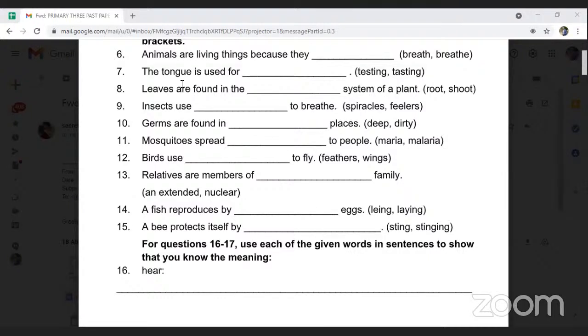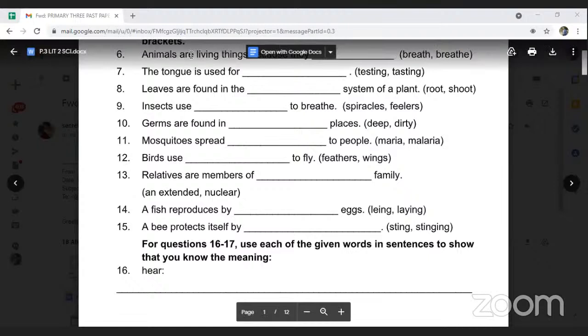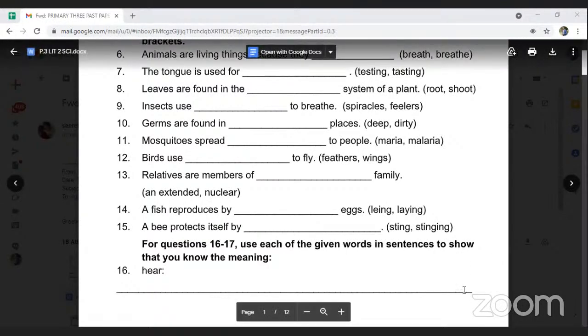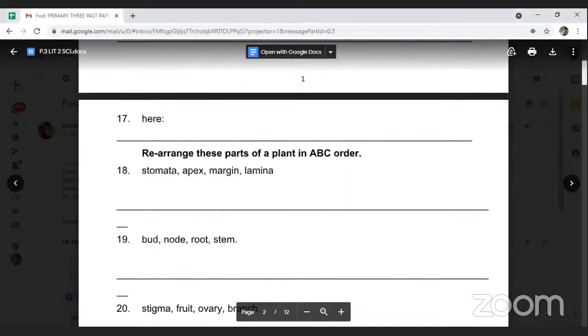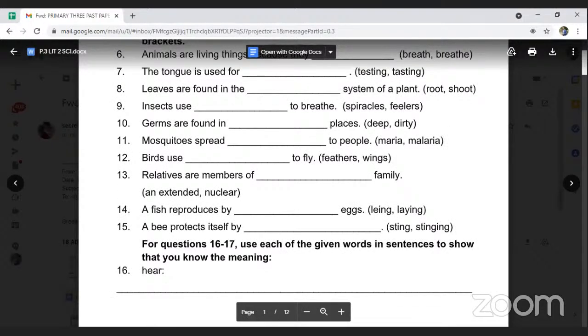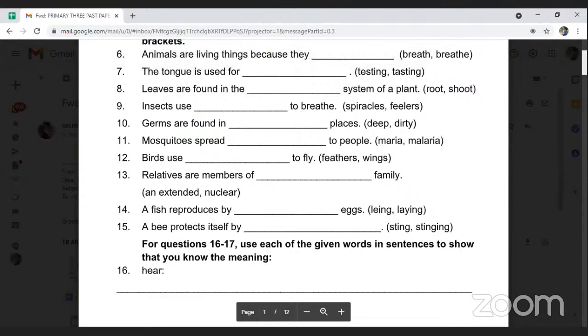Yes, teacher. A bee protects itself by stinging. For question 16 to 17, use each of these words in a sentence to show that you know their meaning. Here, and then there is another one here. I want you to use those words in a sentence. The first one, everyone is going to give us a sentence, starting with Asante.